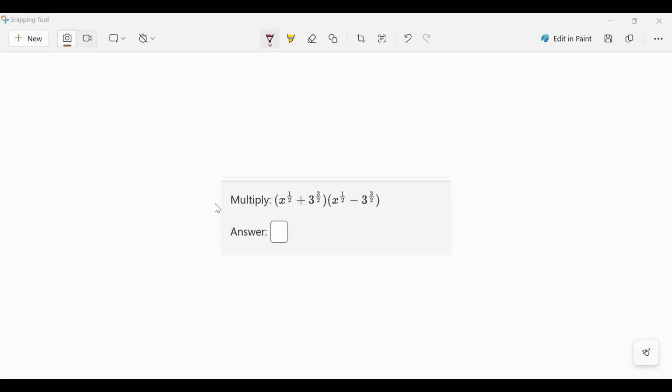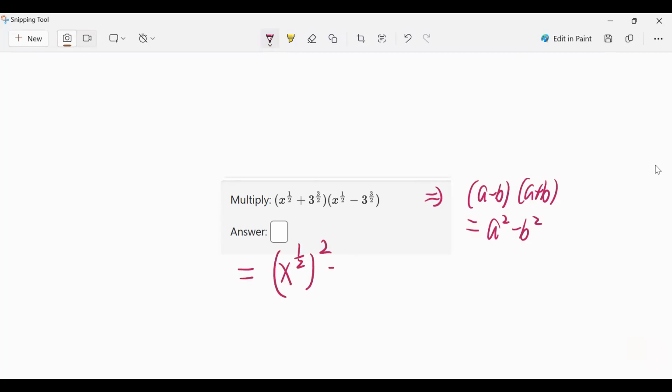Let's go over the solution of this problem. And this is exactly the difference of two squares. And becomes a squared minus b squared. So x to the half squared minus 3/2 squared. Simplify, half times 2 becomes 1. 3/2 times 2 becomes 3. So the final answer is x minus 3.